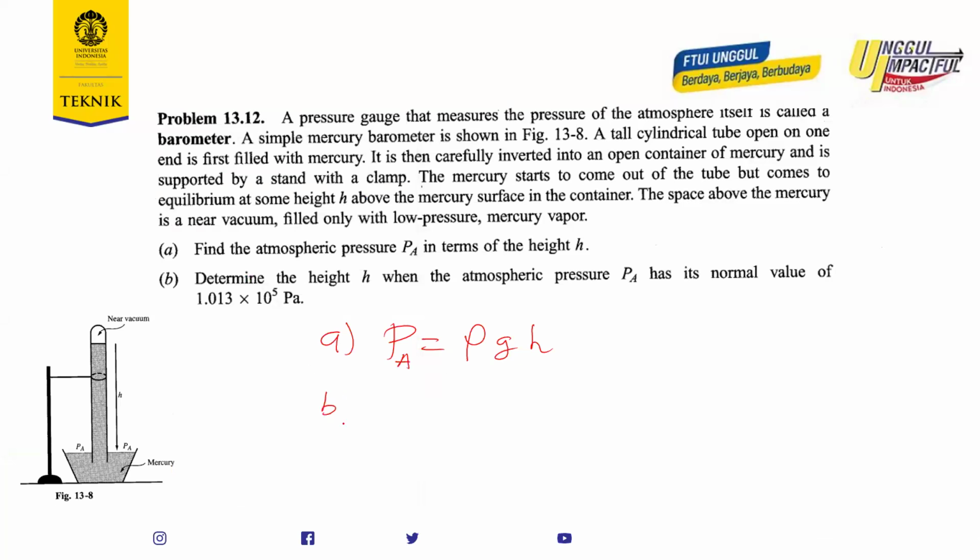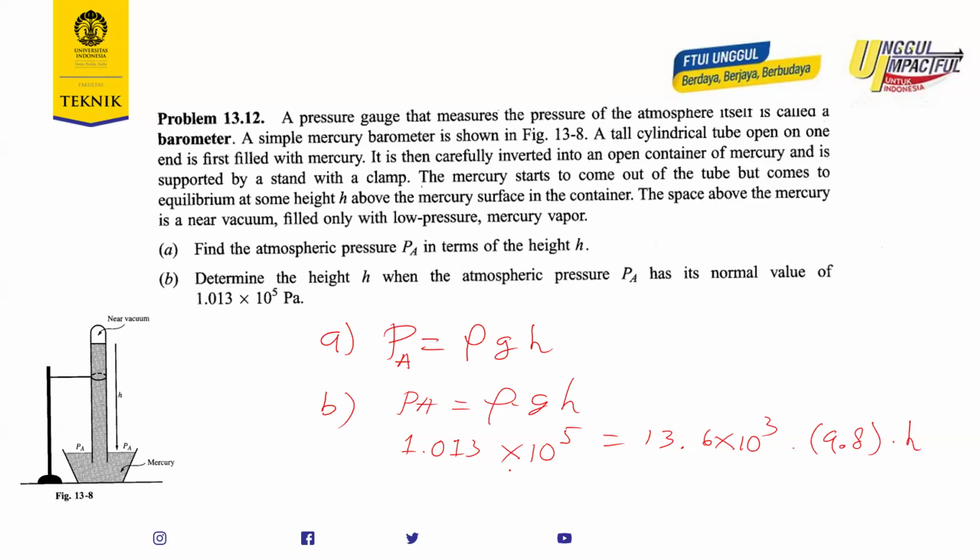Okay, and then determine the height h when the atmospheric pressure PA has its normal value of 1.013 times 10 to the power 5 Pascal. So it means that PA equals rho GH. This one is 1.013 times 10 to the power 5. Okay, so the mass density of mercury is 13.6 times 10 to the power 3 times 9.8 times H.